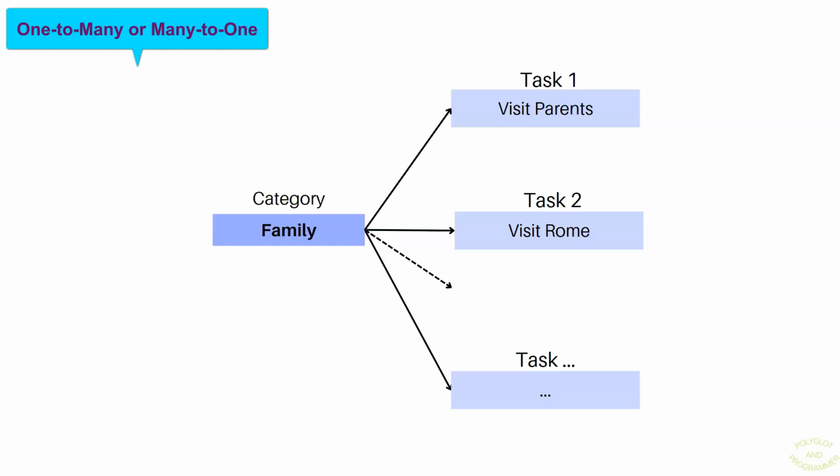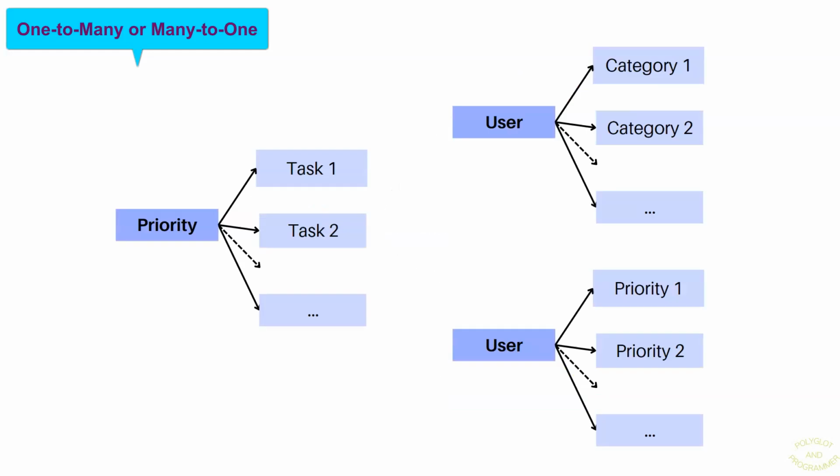These two relationships are used a lot, and even in our database we have them between different tables. Look at the priority and the task tables. One priority can be assigned to multiple tasks.